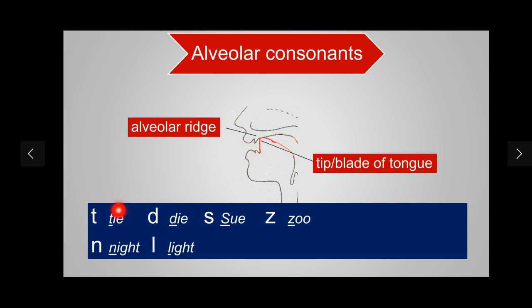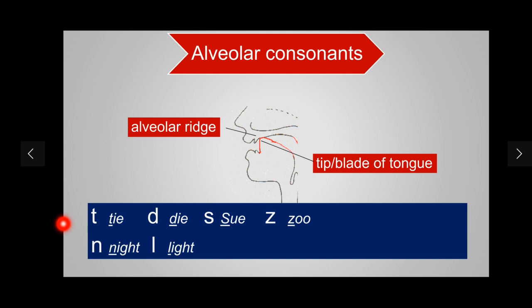Such sounds are produced with the help of the alveolar ridge, the place just behind the upper teeth, and you are using the tip or blade of the tongue. So two articulators are here: the tip or blade of the tongue, and the alveolar ridge. The tip or blade of the tongue would be the active articulator, because it is movable, and the alveolar ridge would be a passive articulator because we do not move it.